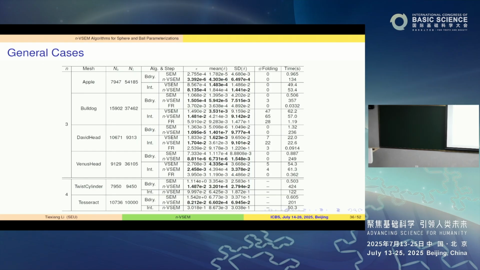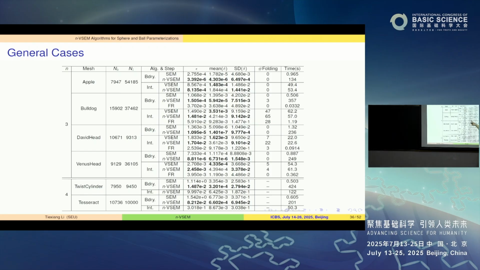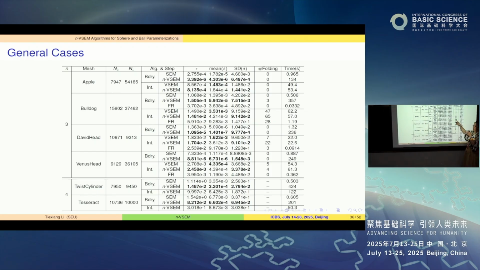Sometimes, if the domain is not smooth enough, even if we use the folding removal, there is still some folding. Sometimes it's hard to avoid. But we have explained this situation in our paper. Actually, when we use this algorithm to do parameterization, it can be accepted.